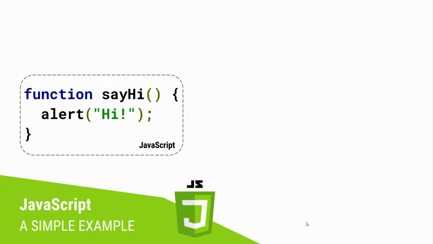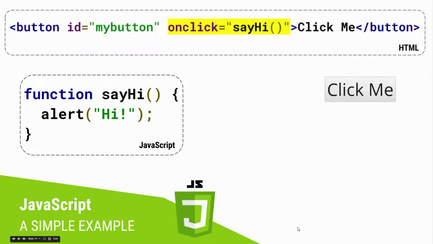So how could I write some pretty simple JavaScript and demonstrate that JavaScript can make the page do things? Let's go back to our button. Notice how, highlighted in yellow, it says onclick, say hi. What I've done is, in the opening tag of my button element, I've added an attribute called onclick, and I've set its value to say hi.